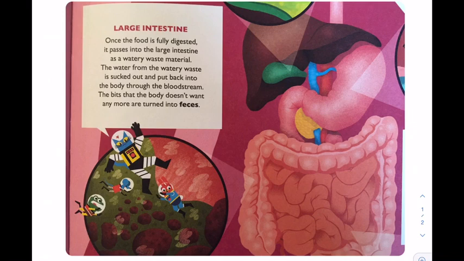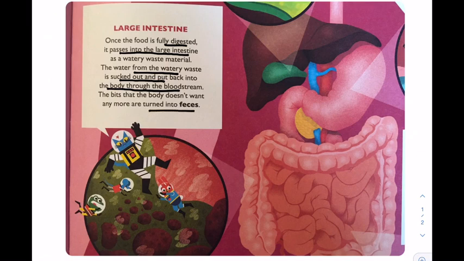So if you think about this section, you can see that the author is putting steps in order. When the food is fully digested, then it passes into the large intestine. Now, the author explains what happens next, even though he doesn't use the word next. He says the water from the watery waste is sucked out and put back into the body through the bloodstream. Then he gives the final piece of information, but he doesn't use the word final. The bits that the body doesn't want anymore are turned into feces.